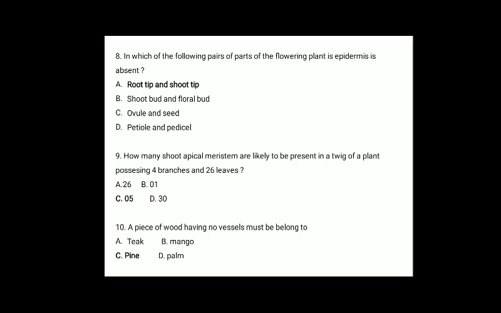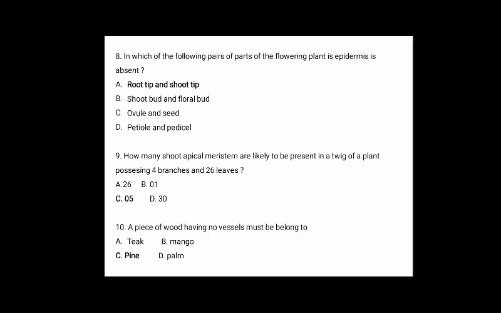The ninth question. How many shoot apical meristems are likely to be present in a twig of a plant possessing 4 branches and 26 leaves? For this the correct answer is option C, 5, because the shoot apical meristem is present at the tips of the stem and its branches. They produce growth in length. As a twig possesses 4 branches, the number of shoot apical meristems is likely to be 5, including one young twig.